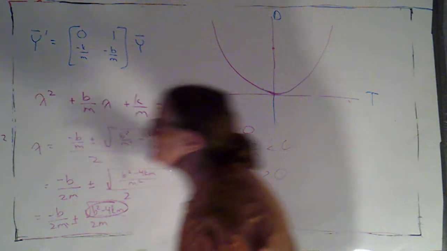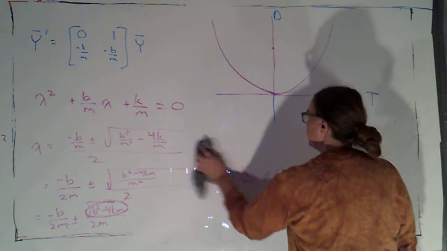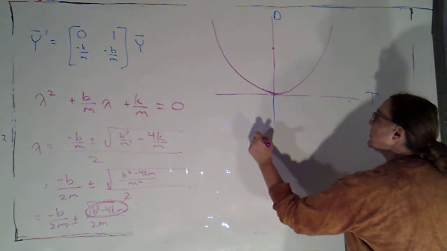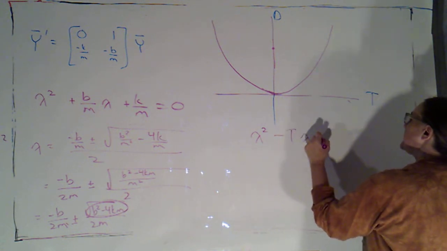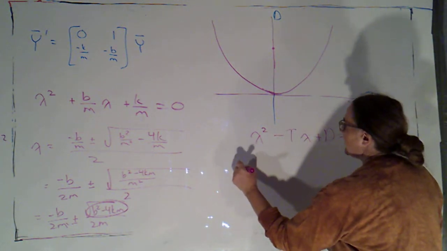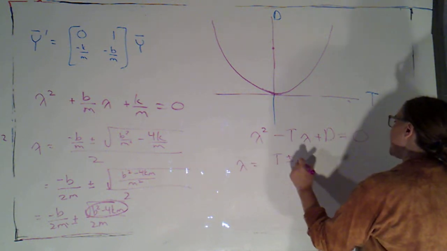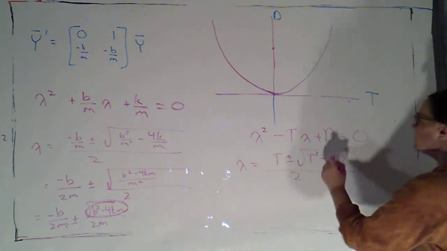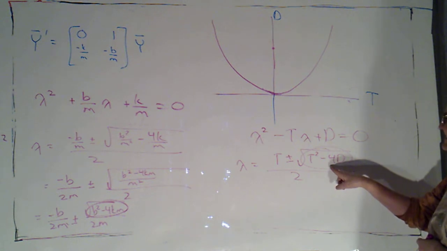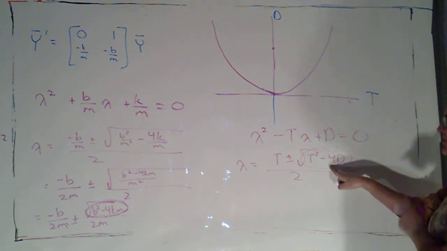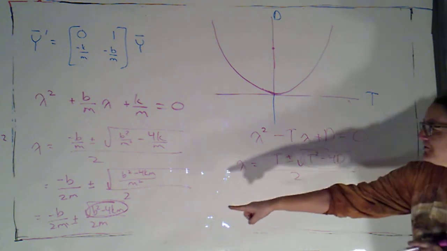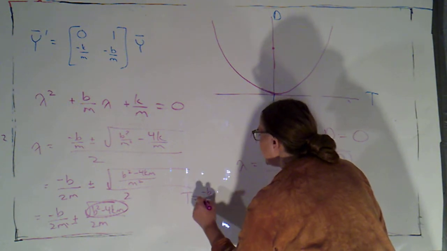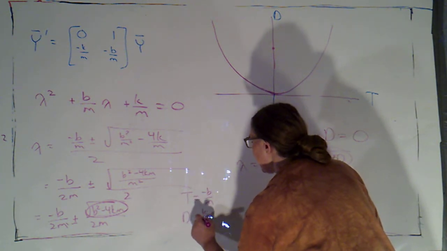Okay, so I want to compare that criterion with what we have here. Remember, in general, it's lambda squared minus t lambda plus d equals 0. So lambda is equal to t plus or minus the square root of t squared minus 4d all over 2. So here, the criterion for where we're going to be is t squared minus 4d. I want to just show you that that's equivalent to this. Remember, we said if b is positive, the trace is going to be negative b over m, and the determinant is going to be k over m.